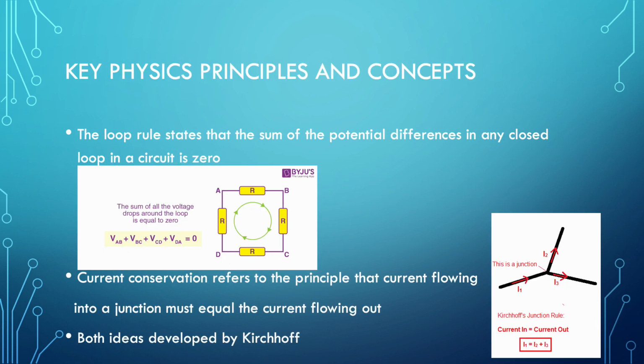Moving on to some key physics principles and concepts used in this lab. The loop rule states that the sum of potential differences in any closed loop in a circuit is zero, which you can see here below in this diagram. The current conservation refers to the principle that current flowing into a junction must equal the current flowing out. As seen here to the right, it shows a fork in the circuit, and the current conservation principle means that current entering this fork must equal the current exiting it. And both these ideas were developed by Kirchhoff.